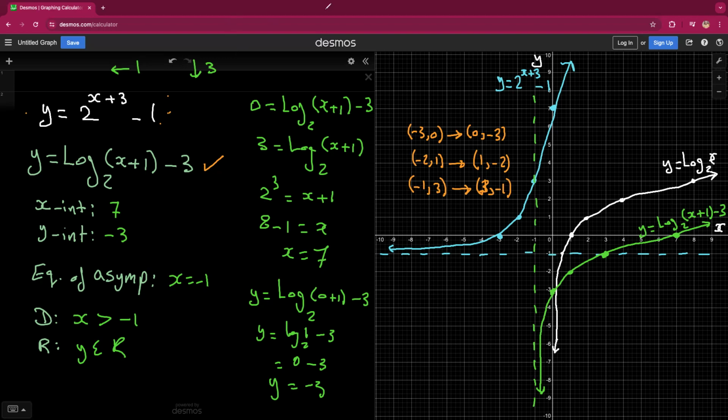And you know the inverses are a mirror image of each other in the diagonal line y equals x, which I'm going to draw for you. So this green line and this blue line, if you look at them, they are mirror images in the line y equals x.